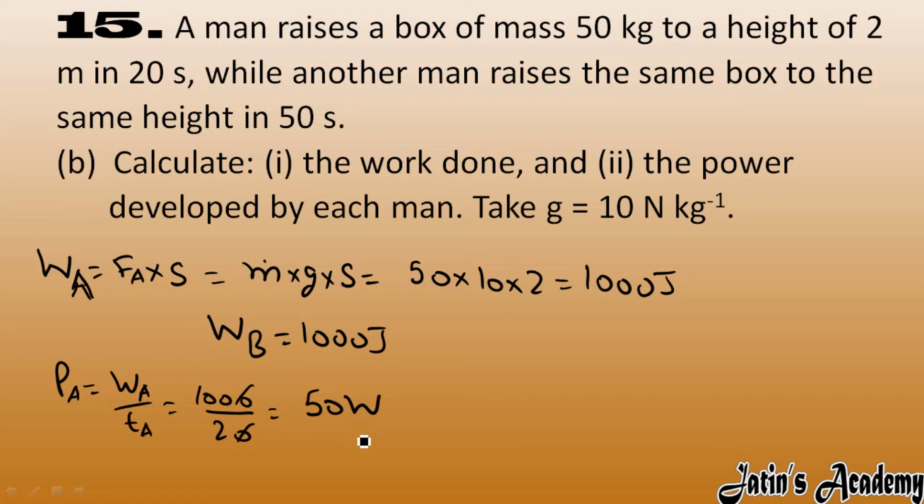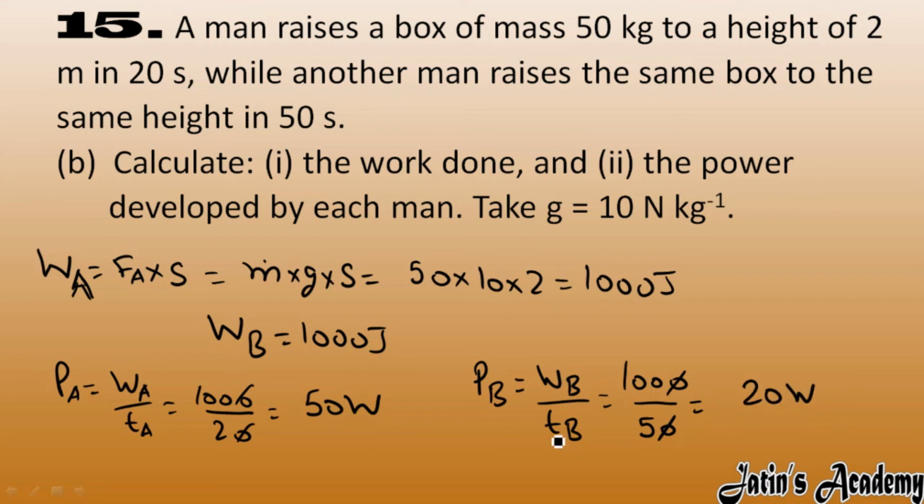Now we have to calculate the power delivered by person B. So work done by B over time taken by B. Work done by B we have the same 1000, and time taken in this case is 50 seconds. So here we got 20 watt. So in this way power we have calculated: 50 watt and 20 watt.